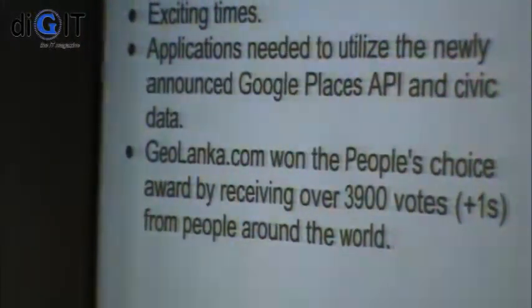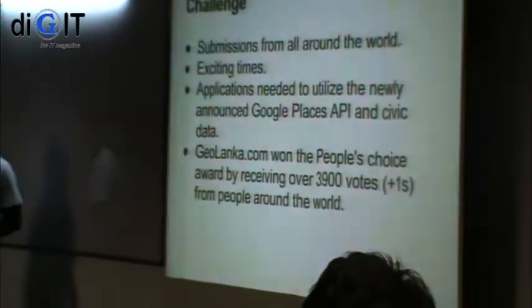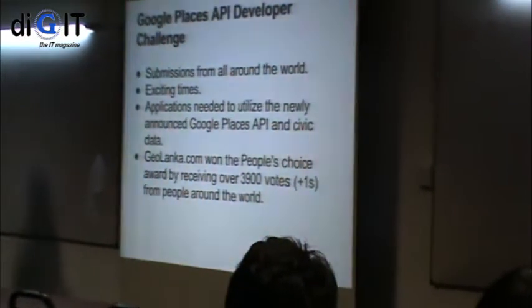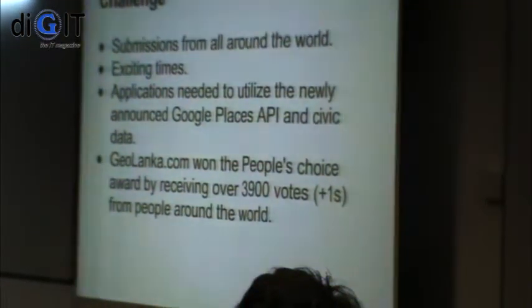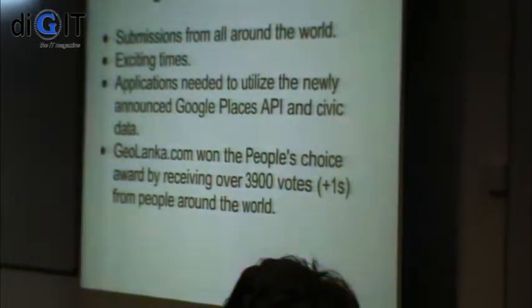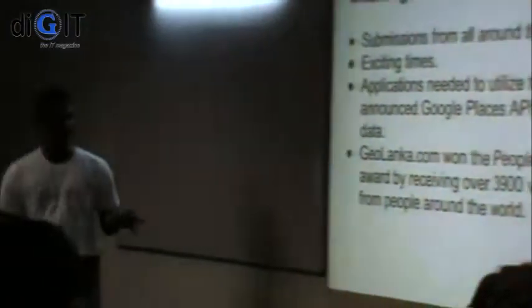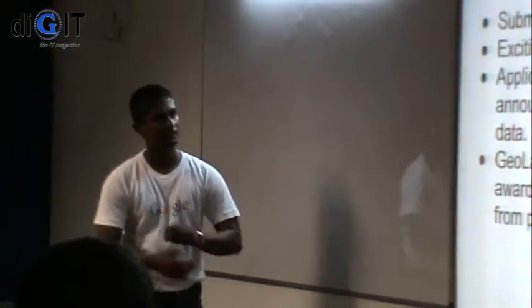So Google Places API Developer Challenge. This is something that came up around October and November last year. So this was when I was playing around with the API and the scrapers. And Google opened up a challenge, and they said you have to use the Google Places API and build something that is interesting, and that's something that uses civic data. So civic data is information that is presented by the government that is being made open for people or any organization to use. Right. So exciting times.